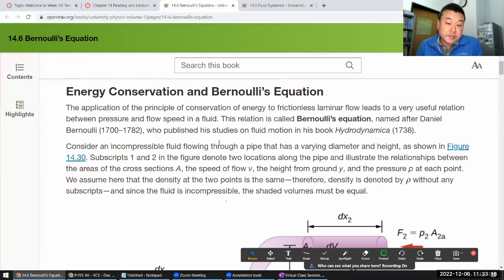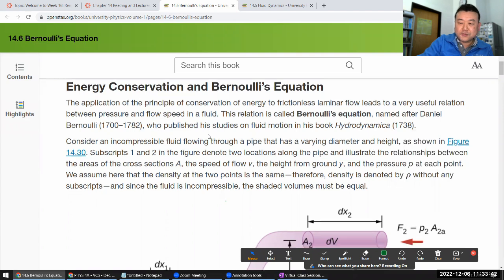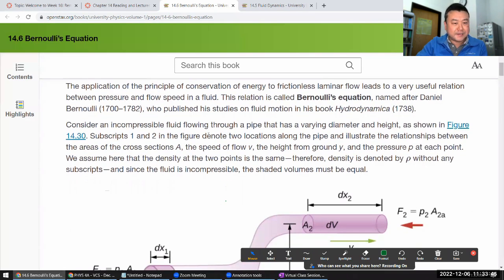Energy conservation and Bernoulli's equation. The application of the principle of conservation of energy to frictionless laminar flow leads to a very useful relation between pressure and flow speed in a fluid. This relation is called Bernoulli's equation, named after Daniel Bernoulli. Oh, I think there are a bunch of Bernoullis. I'm not going to get too stuck on Daniel, although I guess this is one of the Bernoullis, who published his studies on fluid motion in his book Hydrodynamica, 1738.